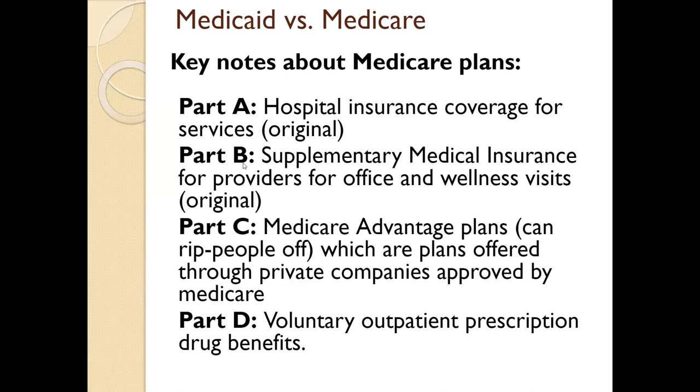Part B is supplementary medical insurance for providers and office wellness visits. So like your in-network, out-of-network providers, you're going to go get your annual physical, annual checkup, that kind of stuff. Now, part C, and I do call this a ripoff.